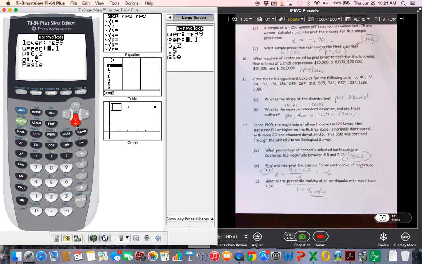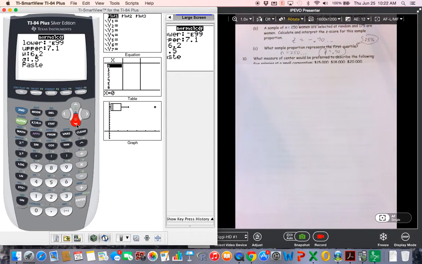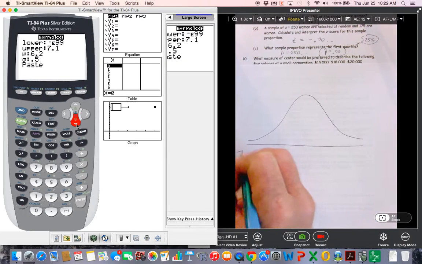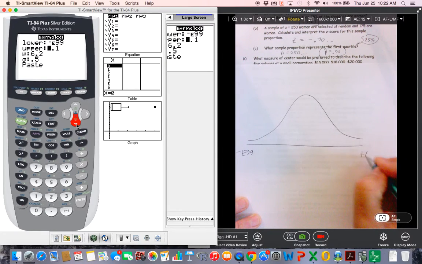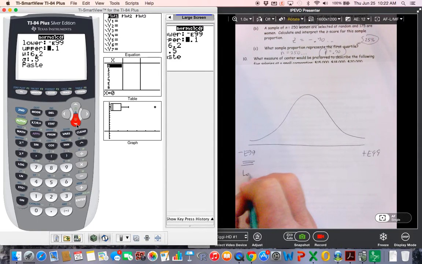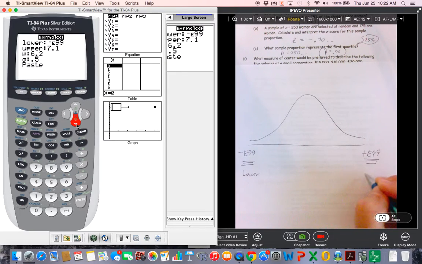Now, let me bring this up. A lot of times people have problems with this negative E99. Remember your lower bound right there. Let's think this through. Your normal distribution goes from negative infinity to positive infinity. This is the extreme lower bound. This is the extreme upper bound. Now, sometimes I see people put positive E99 for the lower. The lower is the number to the left. How can the biggest number ever be over here? This is the symbol for the biggest number ever.